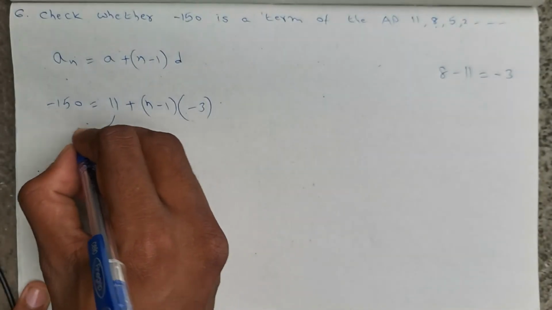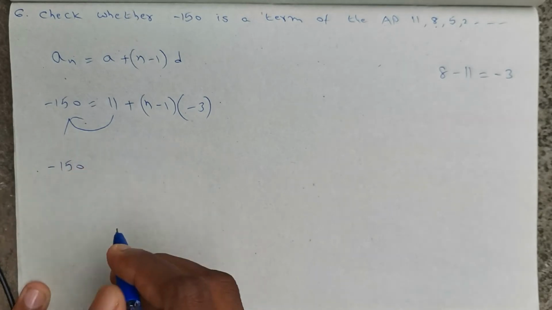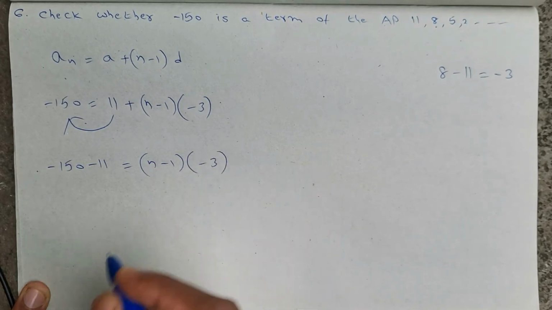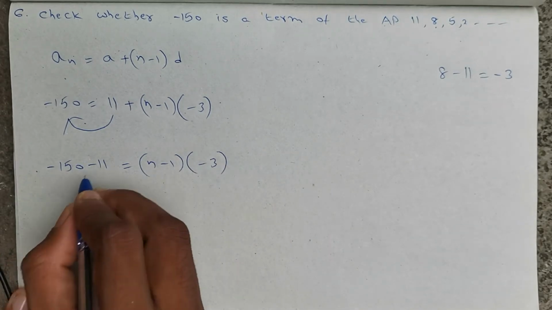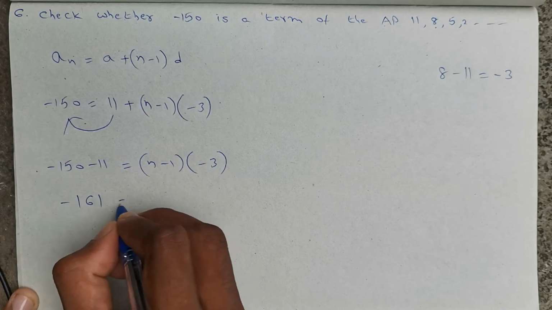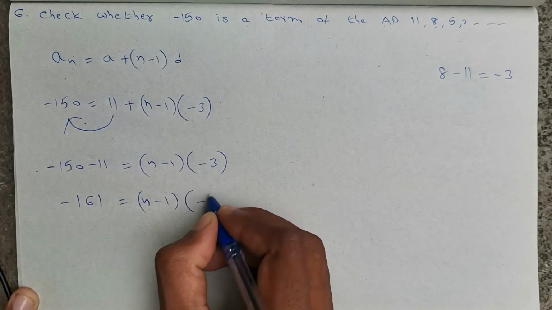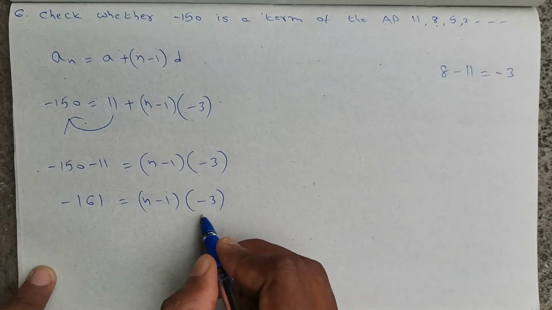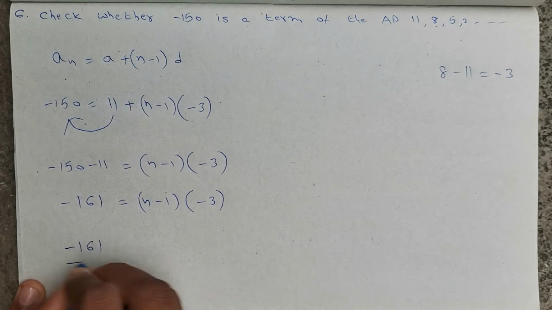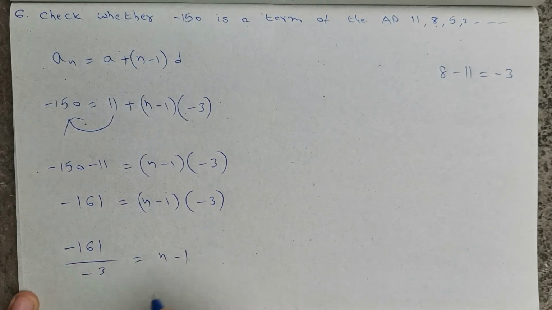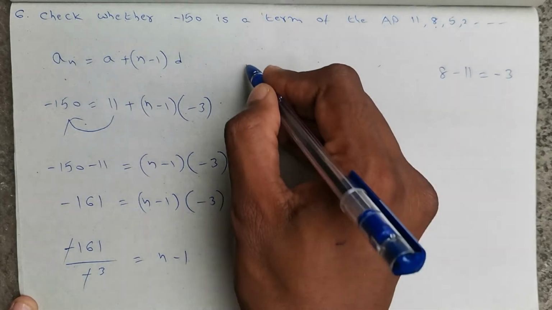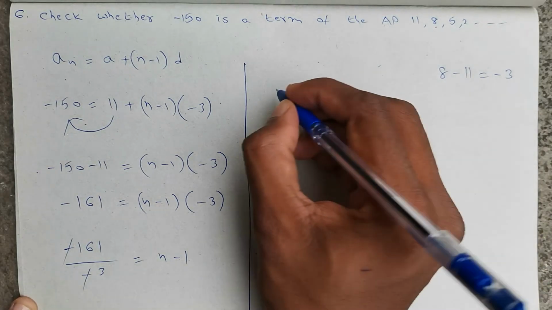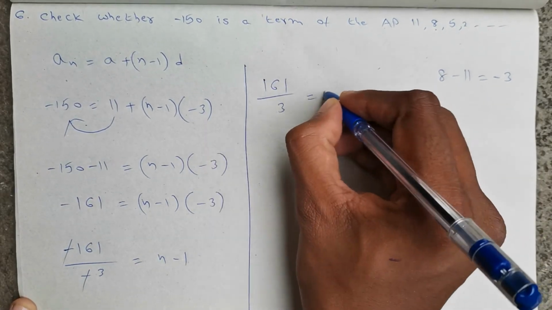Now I will take this 11 to the left side, so we will get minus 150. This plus 11 will become minus 11 equals to n minus 1 into minus 3. Minus 150 minus 11 is minus 161 equals to n minus 1 of minus 3. I will take this minus 3 also to the left side. Minus 161 divided by minus 3 is equals to n minus 1. Minus minus cancel. 161 won't be divisible by 3, so I'm keeping it as it is. 161 divided by 3 equals to n minus 1.